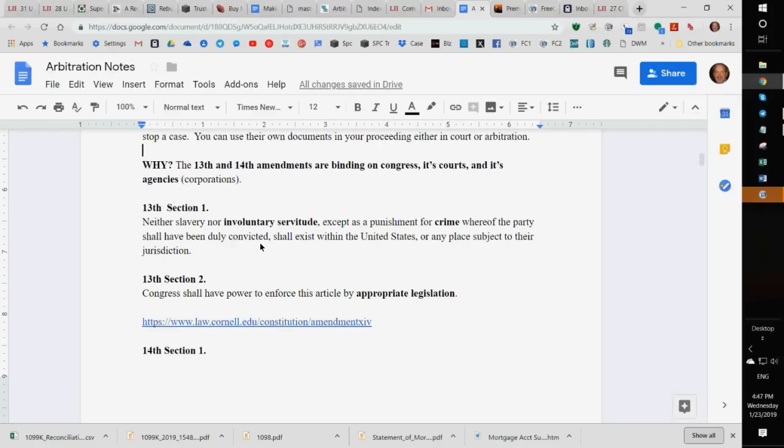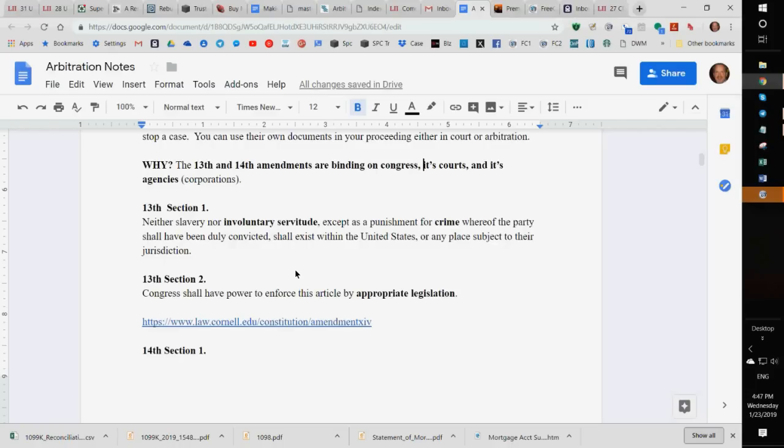Now, let's look at this also from the perspective of the 13th and 14th Amendments. Again, Congress has got to follow these rules, right? Aren't these their rules? Who cares if it applies to you or me? It does apply once a contract is in effect. But if there's no contract or a valid contract, well, then that's our way out.